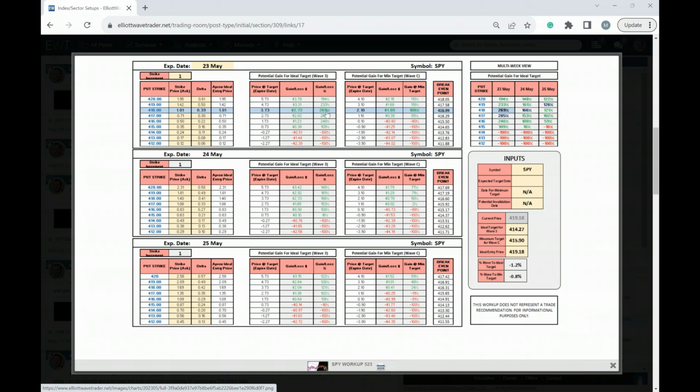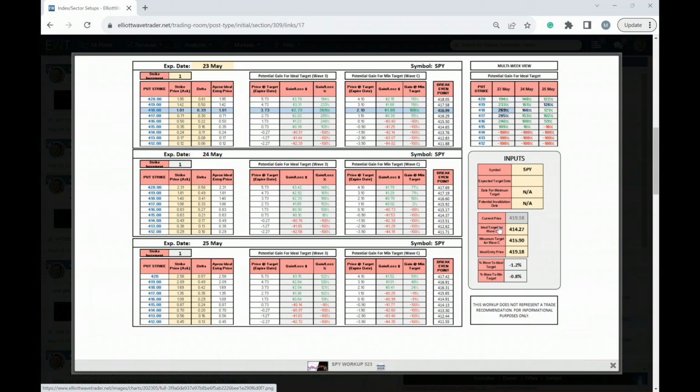110, or you make $269. Okay, so those are your trade parameters. So you lose $1, you make $1, or you make 270. Okay, depending on if you take the minimum target or you take the wave 3 target. Okay, so those are the parameters.